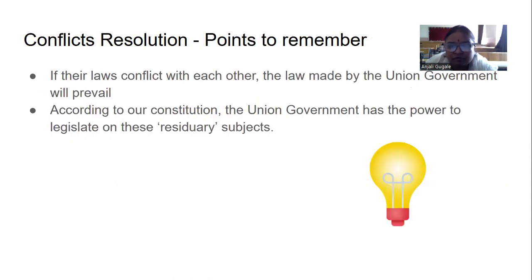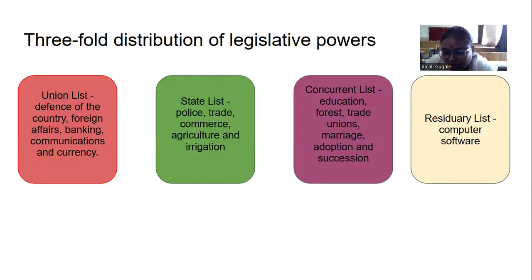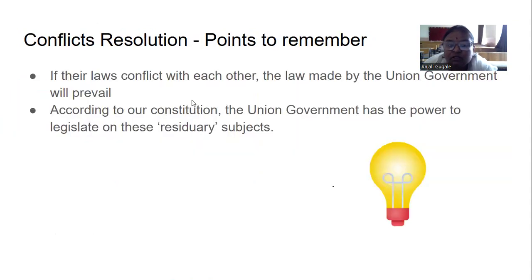Now, we have seen the three lists over here. It is not that the rules are always followed as per the Constitution of India. There are instances and situations when there may be a conflict between the central government, the state government, or the local government. So how do we deal with these conflicts?